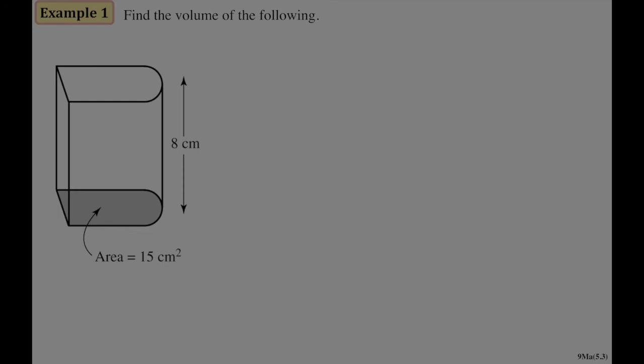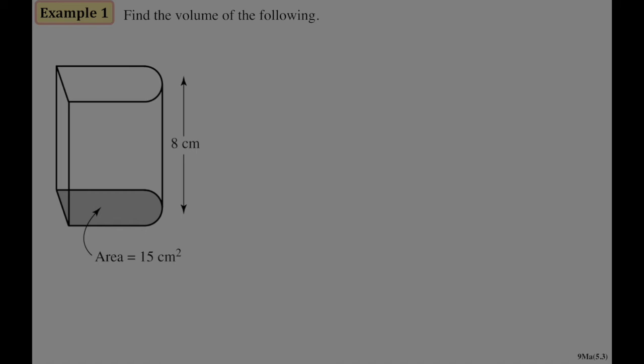So here's our first example. Now the first example looks a lot harder than what it is, because when you look at the shape you go, well, what sort of shape is it? It's got curves in it. But if you look at this bottom area and then you focus on the top area, they're exactly the same shape, which means the shape going from the bottom all the way through to the top is consistent, the cross-section is consistent. This is just a prism question.